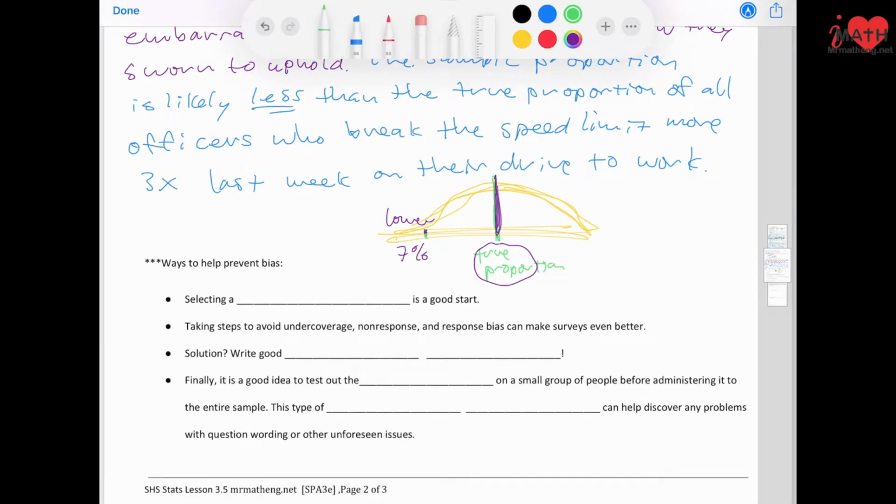Okay, ways to help prevent bias. Well, selecting a SRS, simple random sample, is a good start. Taking steps to avoid undercoverage, we just learned about. That was in learning target number 1. Non-response, learning target number 2, and response bias, learning target number 3, can make surveys even better. Is there a solution? Yeah, write good statistical questions.